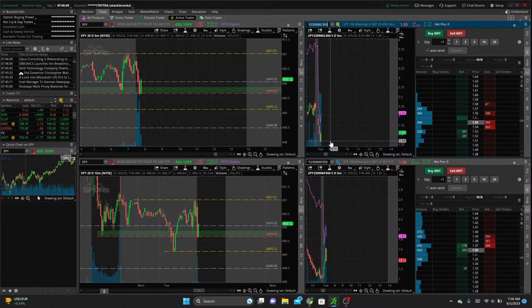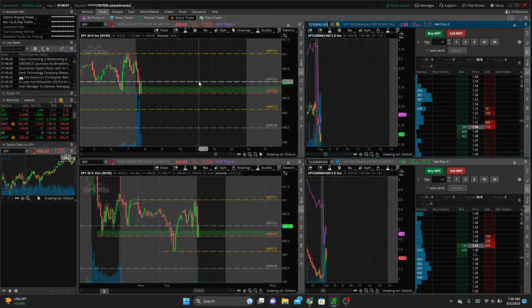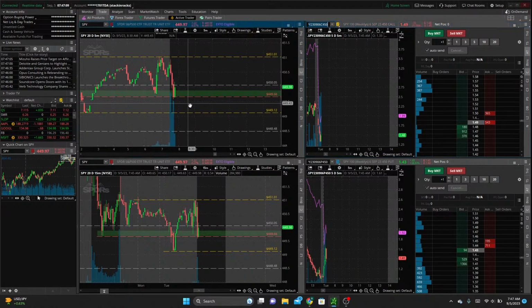And contracts did move pretty nice from 133 to 155 already. Not a bad reaction for a 40-cent move. It'll be really key to see if we can maintain above 450 though. If we reject off 450, we might continue the downward path here.